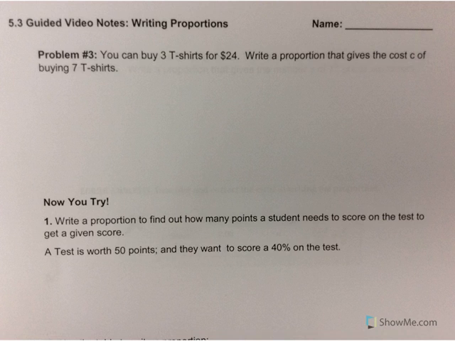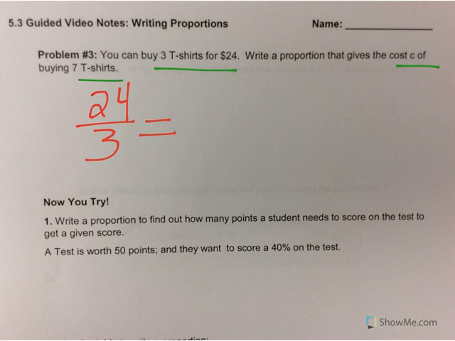Problem 3 here, you can buy 3 t-shirts for $24. Write a proportion that gives the cost C to buy 7 t-shirts. So the amount of t-shirts is proportional. We don't get discounts for buying in bulk here, so we're going to set up 2 fractions equal to each other and then solve for that. Generally, money goes on top, so I'm going to put the $24 on top and 3 t-shirts on the bottom. So it's $24 for 3 t-shirts. And I'm going to set that equal to C, the unknown cost, over 7 shirts.